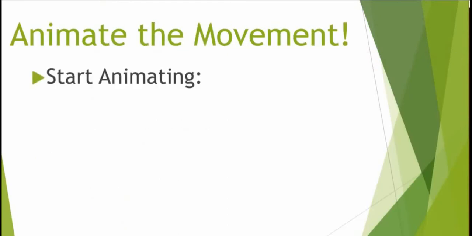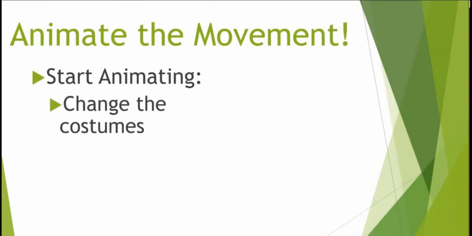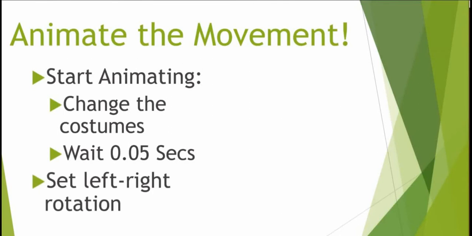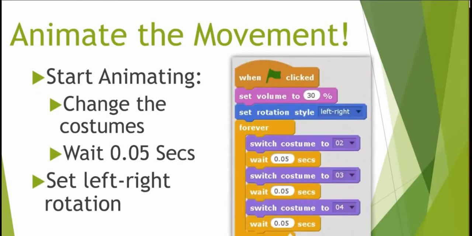So to start animating, you guys, all we need to do is change the costumes. We need to tell the costumes then to wait 0.5 seconds and make sure that the left and the right rotation is set properly. So like I said at the start of the lesson, I just wanted to check to see where my set rotation style block was. And what I did is I added the block into this block of code here. So I also set the volume to 30% just so that it didn't blow the ears off you guys in the lesson. You can set it to 100% or you can set it to 70% if you would prefer. Then make sure to set the rotation style to left and right.